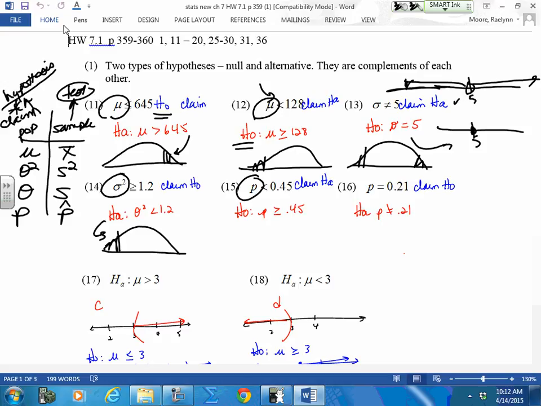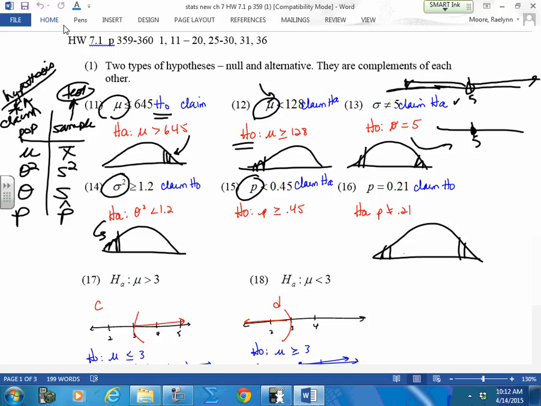Okay? And 16, said it was equal to, it had the equal sign, and the opposite is the not equal to. That's a two-tailed test. We're going to be looking at left-tailed, right-tailed, and two-tailed tests shortly. But I want to incorporate all the parts together. Questions on this part? Everybody good with this part?